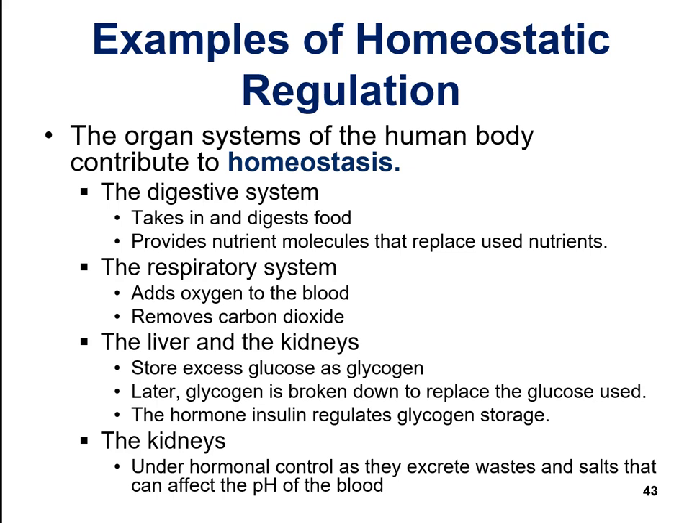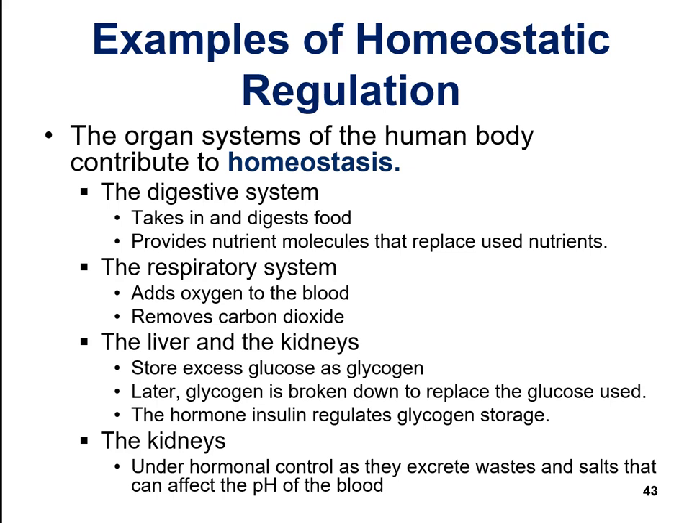So if we focus on the human body and talk about the organ systems of the human body and how they contribute to homeostasis, okay? So these are some examples. There are many other examples as well. So for instance, the digestive system takes in and digests food, provides nutrient molecules that replace used nutrients. So the digestive system is involved in maintaining homeostasis of nutrient levels, right? The respiratory system adds oxygen to the blood and removes carbon dioxide. So the respiratory system is involved in maintaining appropriate oxygen and carbon dioxide levels in the body.